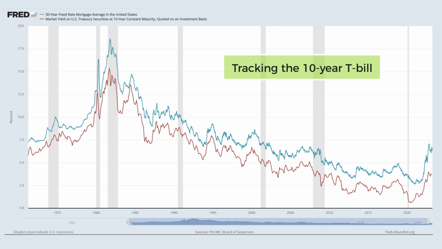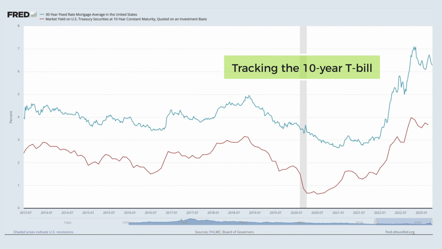Just look at how closely the 30-year fixed rate follows the 10-year T-bill. This chart goes all the way back to 1970, and they track along together beautifully. Notice that the 30-year fixed rate, the turquoise line, is always a little higher than the 10-year T-bill, that red line.